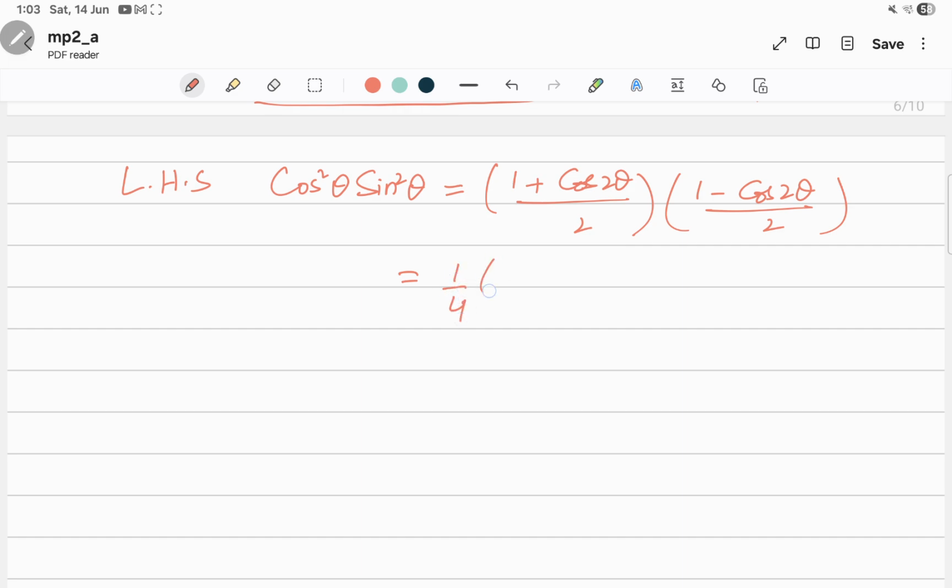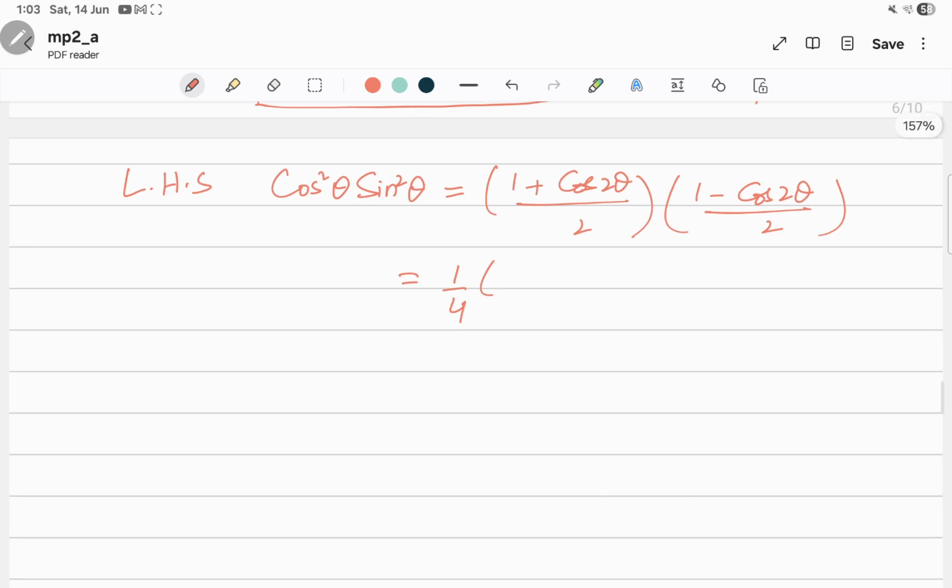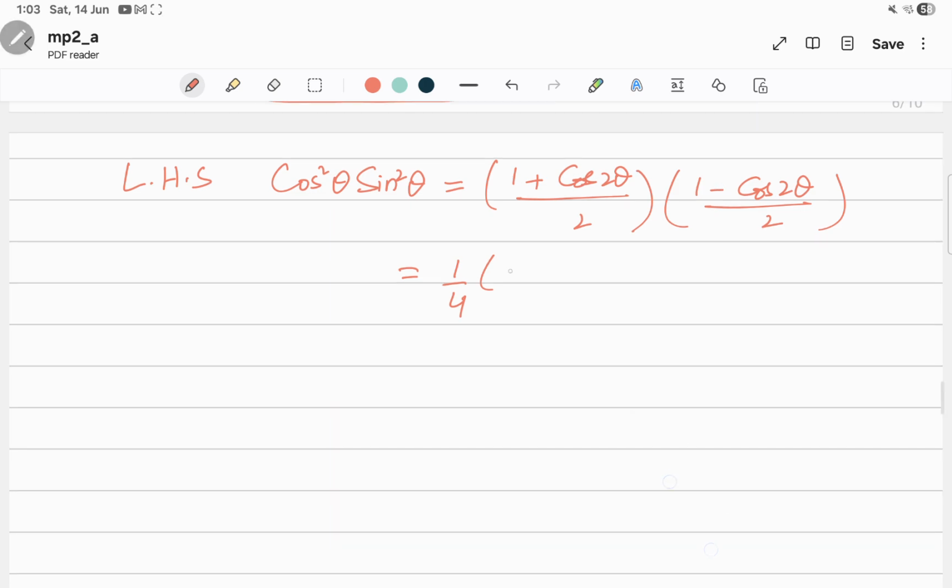So it will be 1 over 4 times a plus b and a minus b. If you remember from GCSE, you can change it into the difference of squares because it is a plus b times a minus b. So 1 square will remain 1 minus cos square 2 theta. So this is the multiplication. Otherwise you can do the term by term multiplication, you will get the same answer.